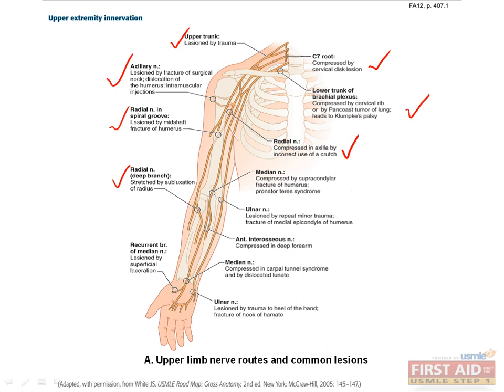This type of injury would manifest in a patient who has difficulty abducting his or her arm, which is the main function of the deltoid. The next nerve we'll look at is the median nerve.